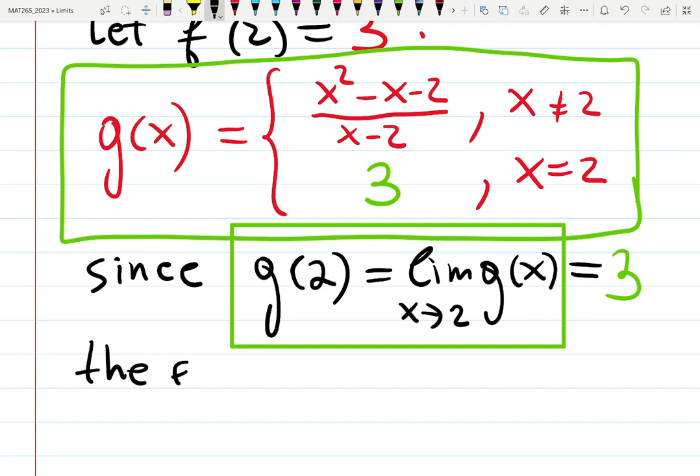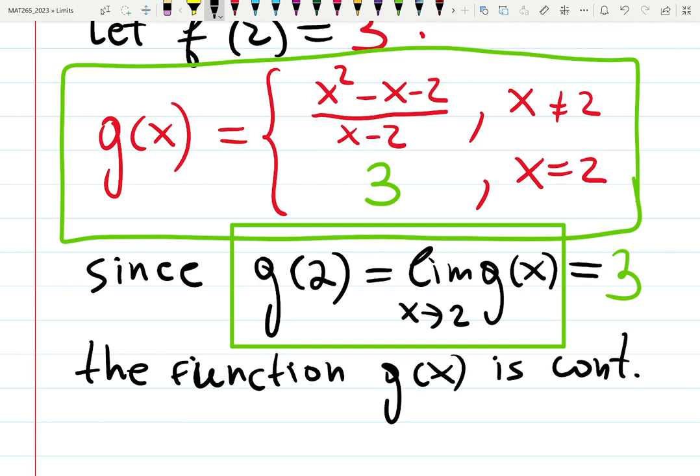The new function, function g of x, is continuous. That kind of stuff. So basically what we did, we filled in the hole, we removed the discontinuity, we fixed the hole, we made the function continuous. All of those are synonyms here. That's why it's called removable. That's the only one that we actually can fix.